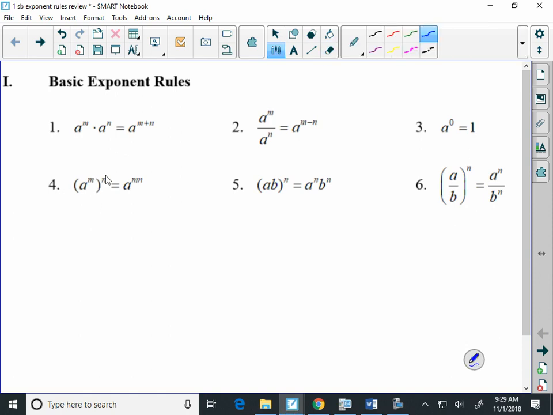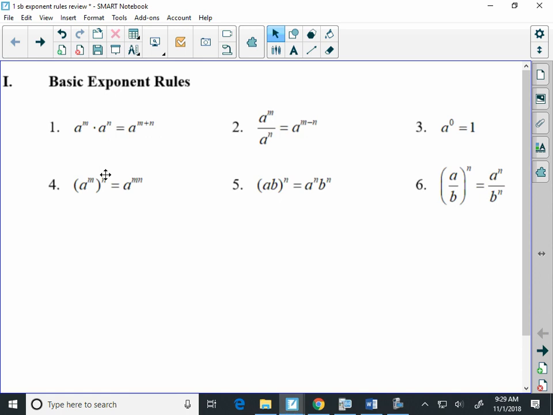Rule 5 and Rule 6 we don't use too much in pre-calculus, but because we're looking at these exponent rules, it's nice to at least refresh our memories. What we have inside the parentheses gets raised to the exponent outside. So a gets raised to n and b gets raised to n. And it doesn't matter if you're multiplying those together like it is in number 5, or if we're dividing. What's inside the parentheses gets raised to the exponent outside. A to the n divided by b to the n.